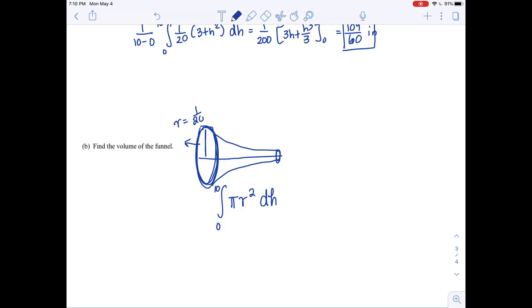So if I take the information that I have in this problem, the fact that this radius is that function 1/20 times 3 plus h squared. Okay, so integral from 0 to 10, I'm going to put that pi out front. I'm going to have that radius, 1/20 times 3 plus h, squared, that whole thing has to be squared, dh.